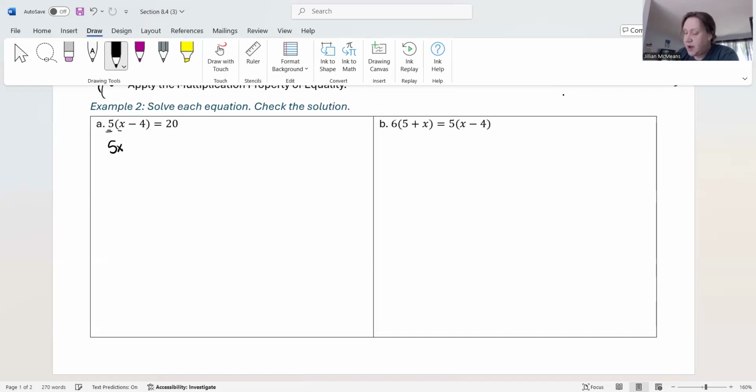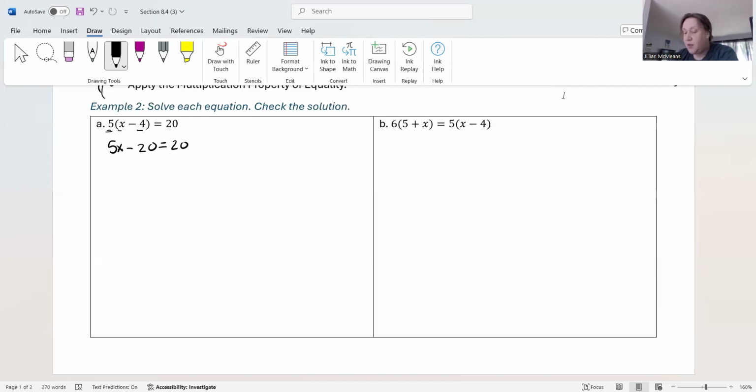And then I want to take 5 times negative 4. Since we have a minus 4 here, treat it like a negative. 5 times negative 4 is going to be negative 20. When you take a positive and you multiply it by a negative, you get a negative product. All right, so what we have right here is 5x minus 20 equals 20.